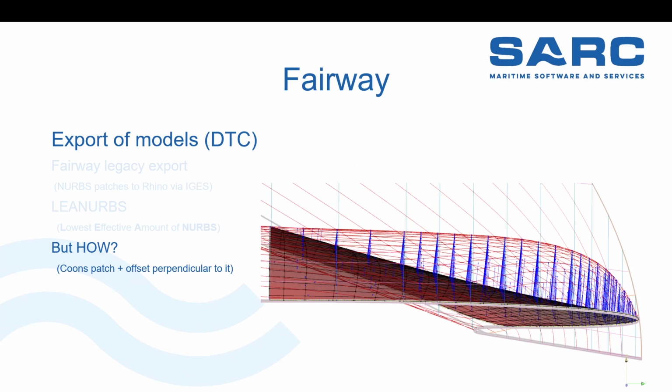This is in a different view. The Coons patch is the red rendered surface, and these are perpendicular offsets from this Coons patch. For a subset of points of this surface, we calculate the offset here, and new U and V lines for the NURBS surface are calculated automatically to give the least deviation from this new NURBS surface to the Fairway surface, and that's a wonderful match, I think, within 0.1 of a millimeter or so.